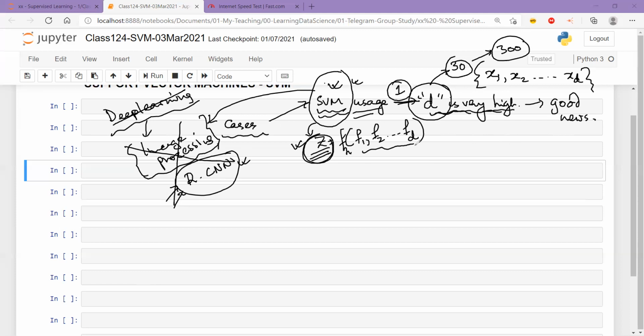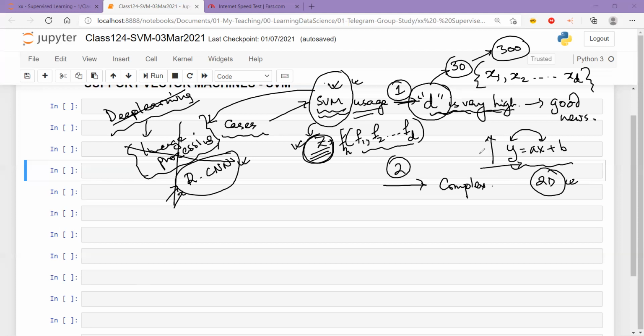Case number 1 is where d is high, and case number 2 is where you have complex data. Complex data in the sense you cannot simply represent the data in a format like this. There is no direct relationship between x and y. Had there been a direct relationship, in any two-dimensional plotting you can clearly plot the data and see if there is a clear view of the bifurcation.